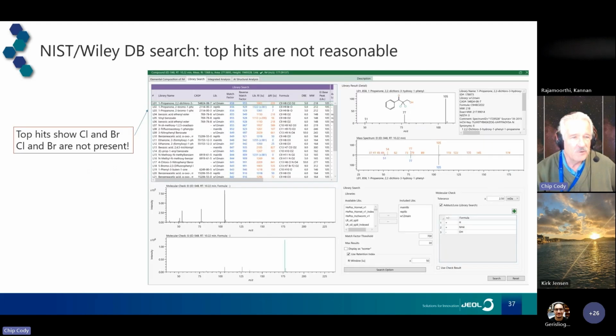And when we fed this to MS Fine, the library search matches don't make sense. You can see, if you look closely enough, the top matches both have chlorine and bromine. Here's one of the structures on the right. And it's obvious from the isotope pattern there's no chlorine or bromine present. So these don't work.